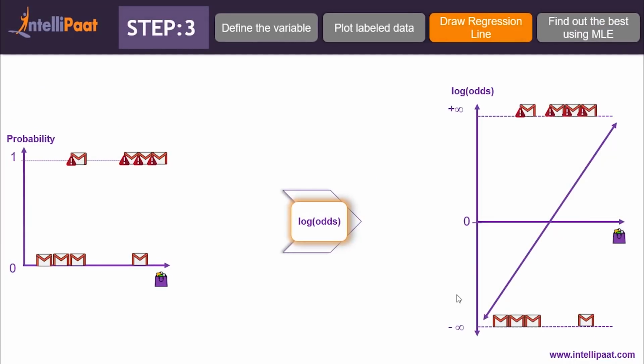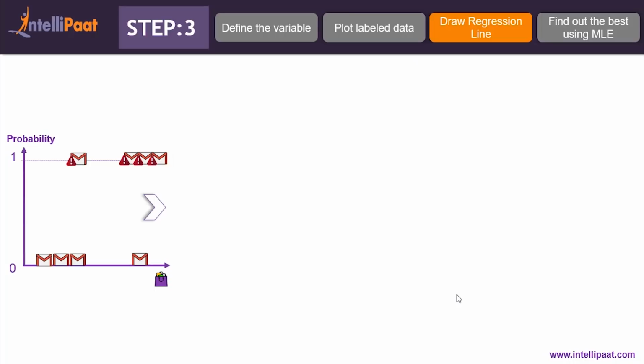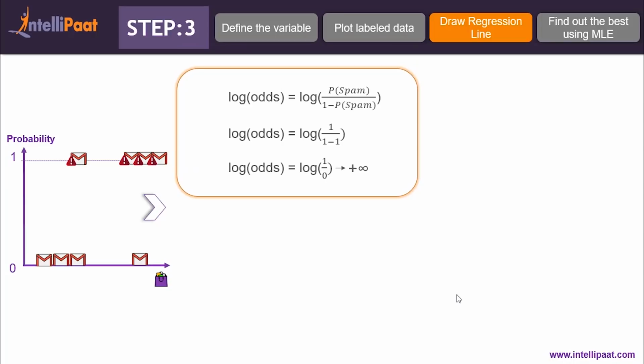Now let us go back to this step. So now that we have an understanding of log odds, we are ready to perform this step. Let's see how we converted the 0, 1 axis to the minus infinity to plus infinity axis. So here we'll be converting the probability scale to the scale of log odds. For the log odds, we have the formula: log of probability of spam divided by 1 minus probability of spam. Here the probability of a mail being spam is 1. So we get the log odds as log of 1 divided by 1 minus 1, that is log of 1 by 0. It's positive infinity. How did we get that?